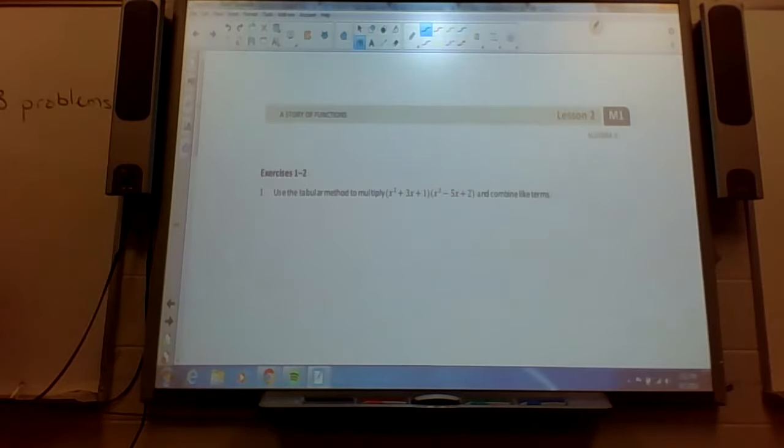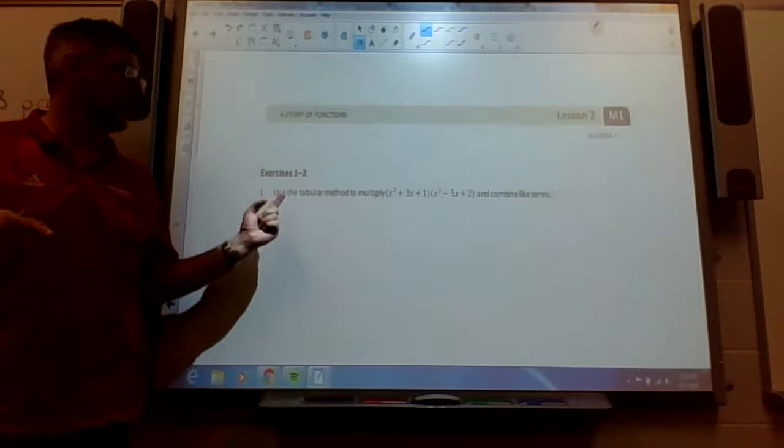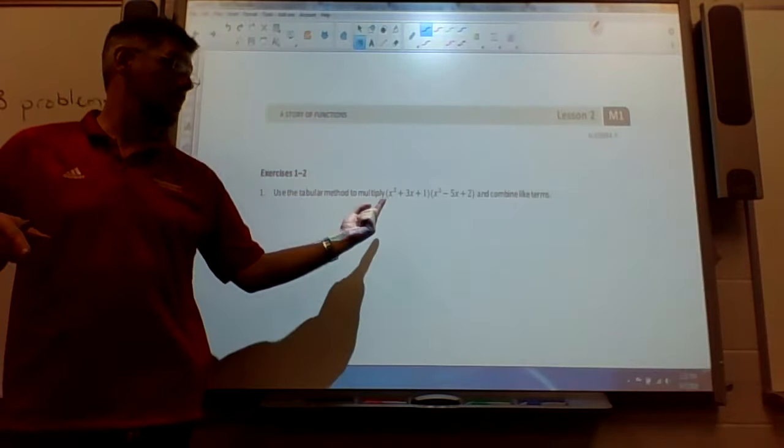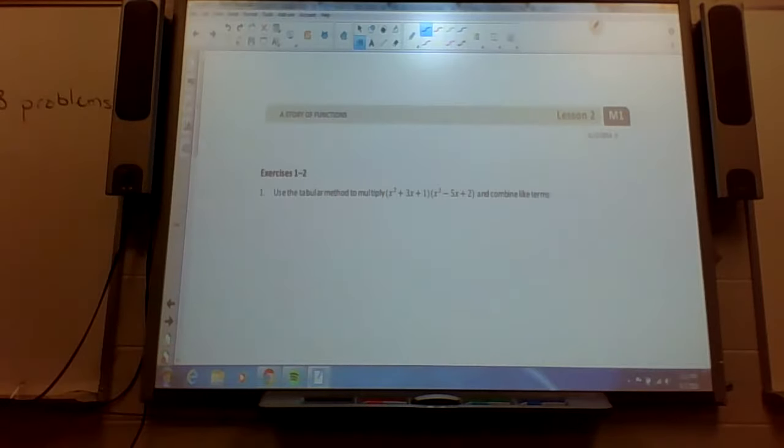We're going to use the same method to multiply these two guys. What's unique about these two guys? Taylor, what's unique about these two guys? They're trinomials. Have we multiplied trinomials before? Yes, we have, last year. In Algebra 1, I mean.